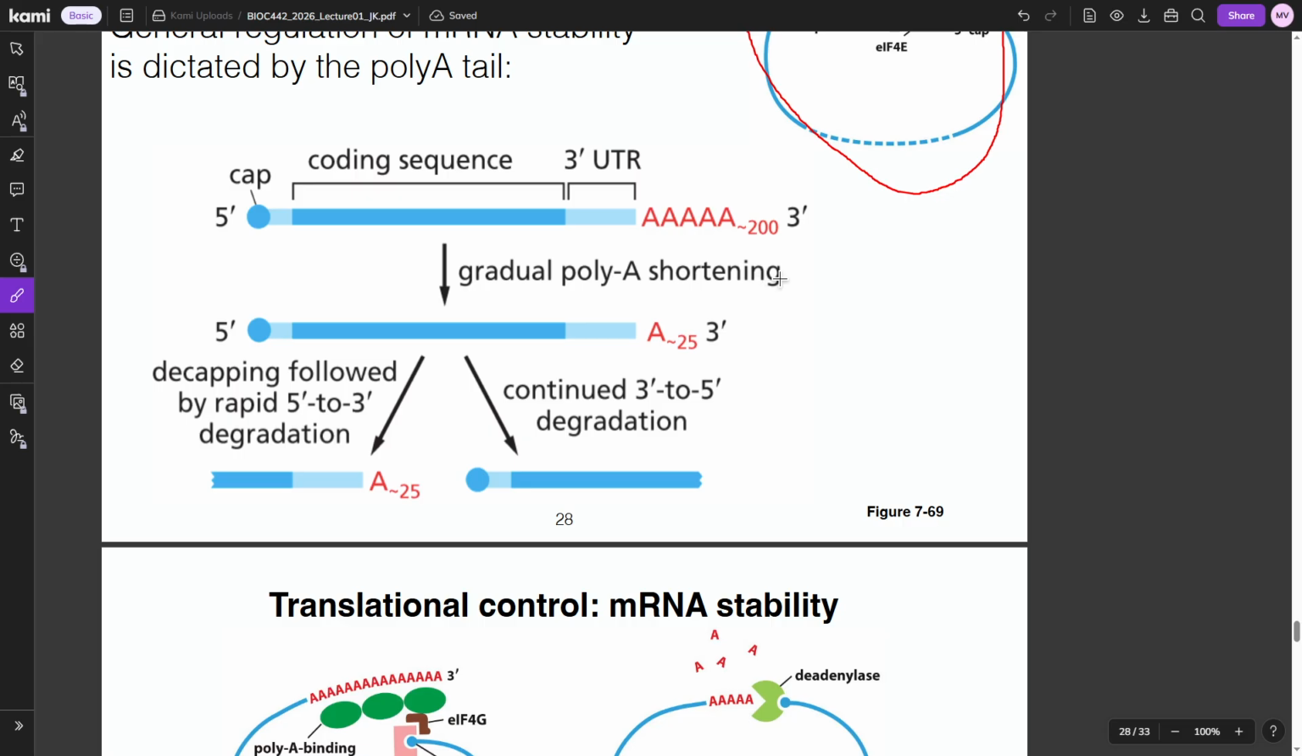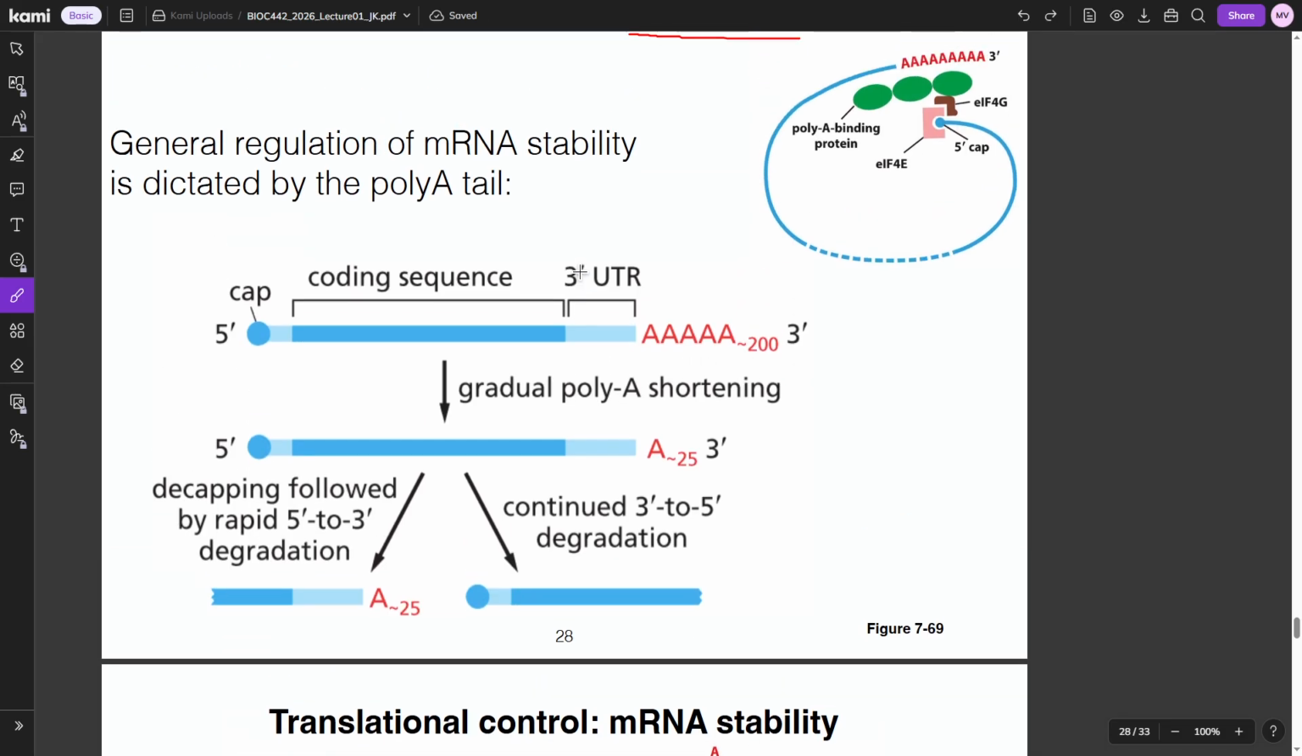So there's a couple things that could happen. You can see here, over time, generally what happens is this poly A tail degrades. This should hopefully make sense because remember, RNAs have an extra 2' hydroxyl group, and so it kind of self-hydrolyzes itself over time, which is why this poly A tail exists in the first place, actually. It mostly exists there so it can self-hydrolyze itself, and it keeps the rest of the mRNA intact. Over time, you're going to get poly A shortening, so we go from 200 to 25.